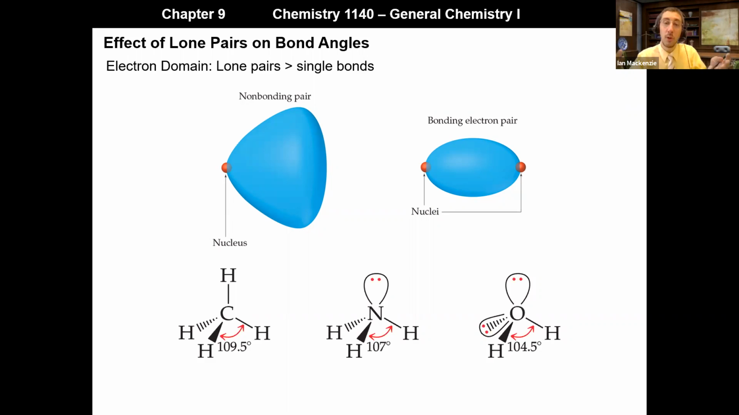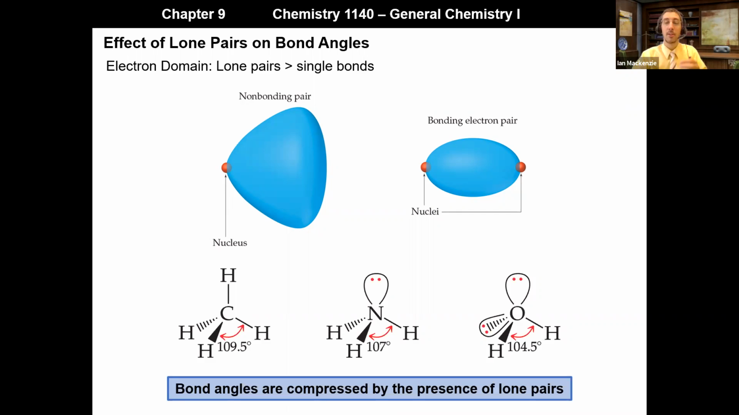In a case where I have 2 lone pairs, that effect is even more magnified in water, where now the HOH bond angle is only 104.5 degrees. So the overall point here is that bond angles are compressed by the presence of a lone pair. And again, these aren't the bond angles between the lone pair and another bond. It's between other bonds that are adjacent to the lone pair.